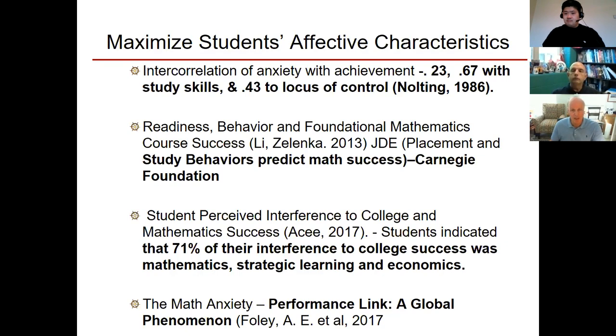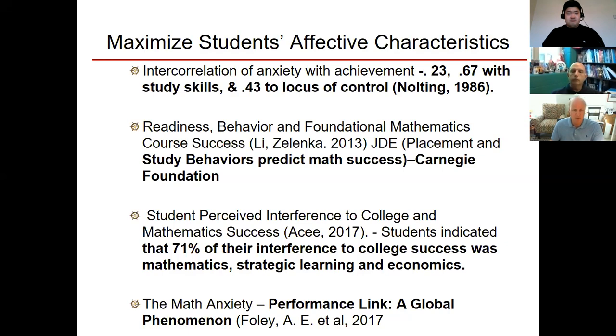And one of these last ones, they did some research in 2017. Students indicated that 71% of their interference to college success was math, strategic learning, and economics. In other words, the math course had some trouble, I didn't know how to learn, and I didn't have the money. So the money thing we might not be able to take care of as much, but the mathematics and the learning, we can. We can make it where students become more successful. We just got to know that this is the #1 barrier.